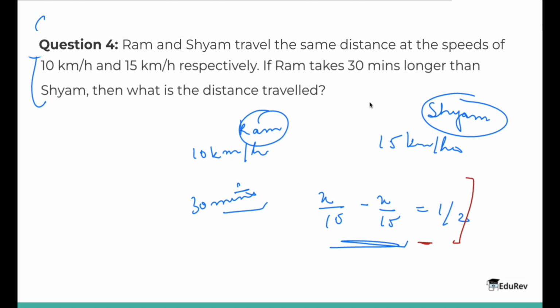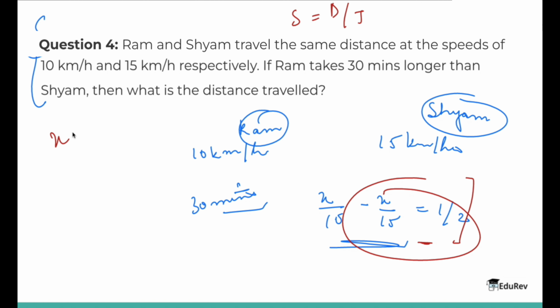You just have to apply your brain and this one formula, speed equals distance by time. This is one of the most important formulas. Just try applying this formula and you will get this. And then you can find that x is nothing but 15 kilometers. Alright, so this is the answer. This is basically the distance that was traveled. So I hope you people understood this. Let's move to another question.